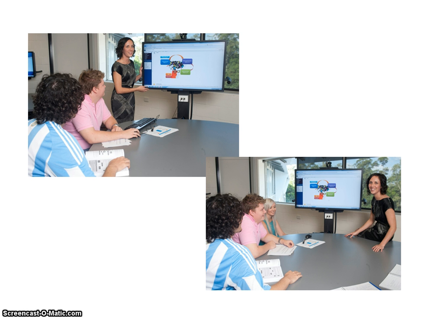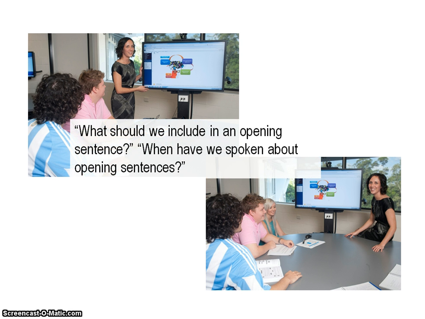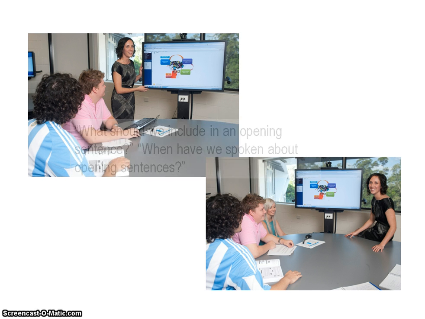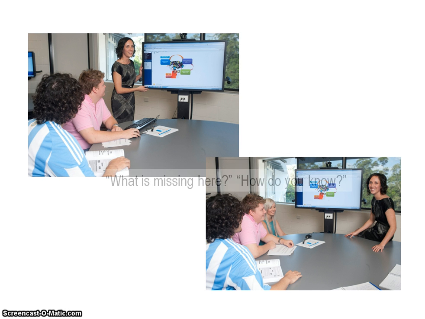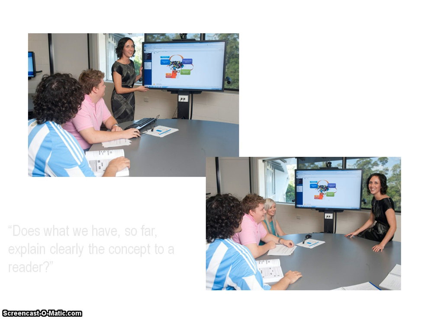Some examples of ways that you could uncover learners' reasoning for their suggestions includes: what should we include in an opening sentence? When have we spoken about opening sentences in class? How do you know to make that suggestion? Some of the other options might be: what's missing here? How do you know? What in our unit has told you that that's missing? Each time you're asking what they would suggest and why or how they know to make that suggestion.